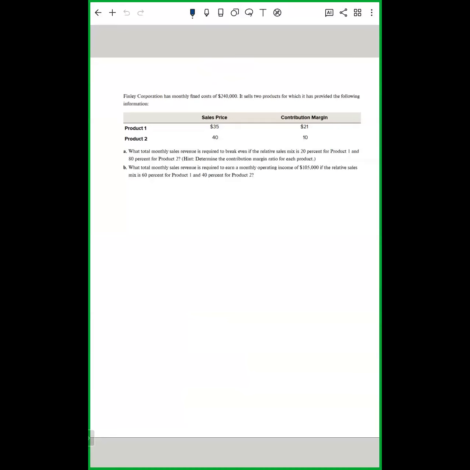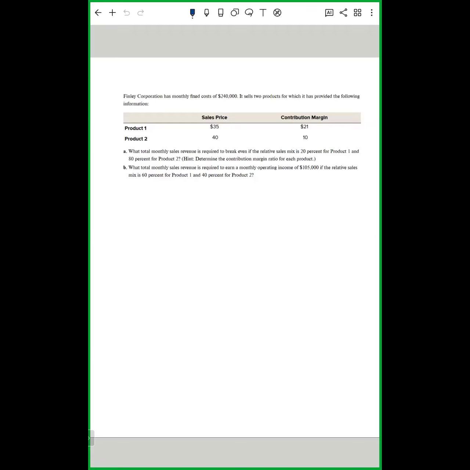Finley Corporation has monthly fixed cost of $240,000. It sells two products for which it has provided the following information. Product one, sales price, contribution margin. Product two, sales price and contribution margin. What's the total monthly sales revenue to break even, given that we have a sales mix of 20% of product one and 80% of product two?